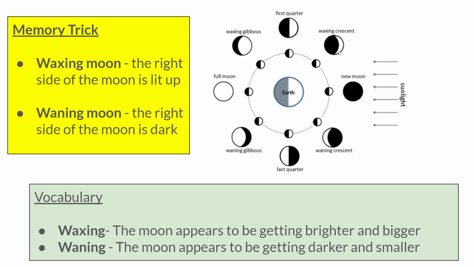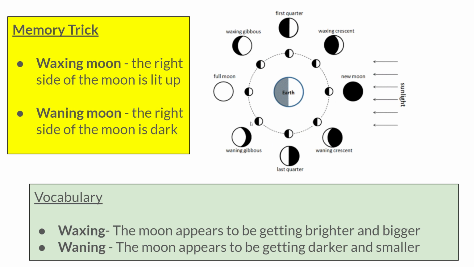So it gets a little bit of light on the right side, half light on the right side, mostly light on the right side, and then full moon. Now, for a waning moon, the right side is dark. When you look up at the sky and you see that the right side of the moon is dark, you should know that the moon is starting to move from a full moon to a new moon. It's going to keep getting darker.